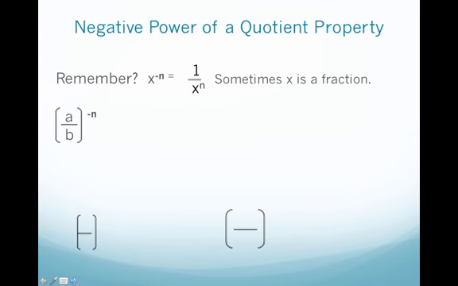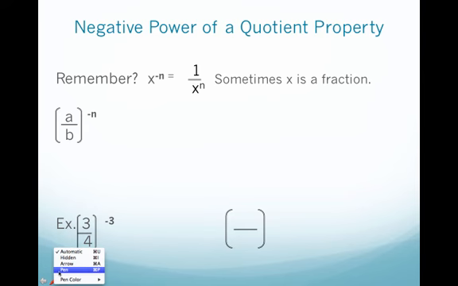Moving on to the negative power of a quotient property. So remember, x to the negative n equals 1 over x to the n, okay? Well, sometimes x is going to be a fraction. So here I've got a whole fraction raised to a negative exponent. So what's going to end up happening is, in effect, my numerator and denominator are going to flip places. So I can show you how that works, and then I'm going to show you just the easiest way to do that.